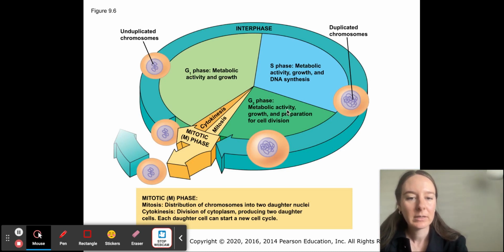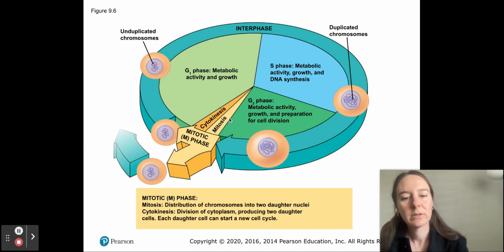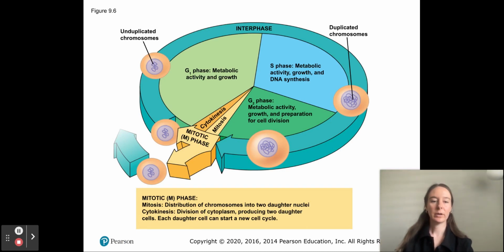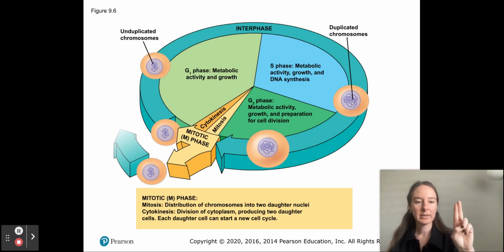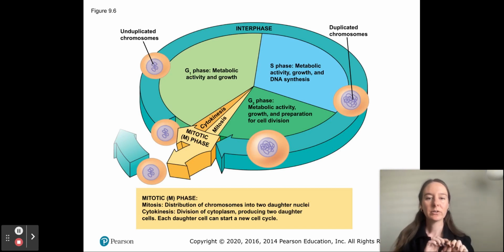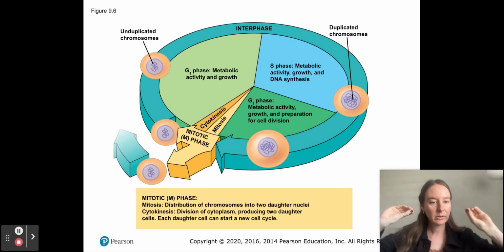Then we get into our G2 phase. We have metabolic activity, it's still metabolizing. It's growing, but now the cell starts preparing for cell division. So GAP2 phase. Then we get into the mitotic phase. This is where the cell is actually going to divide. And there's two phases here. First is called mitosis. Mitosis is where you take those two sister chromatids and you're going to split them apart. And each of those chromatids will go into the new daughter cells and create two new nuclei.